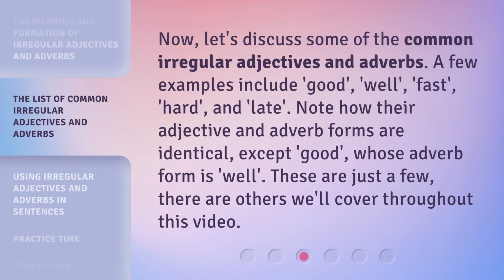Now, let's discuss some of the common irregular adjectives and adverbs. A few examples include good, well, fast, hard, and late. Note how their adjective and adverb forms are identical, except good, whose adverb form is well. These are just a few. There are others we'll cover throughout this video.